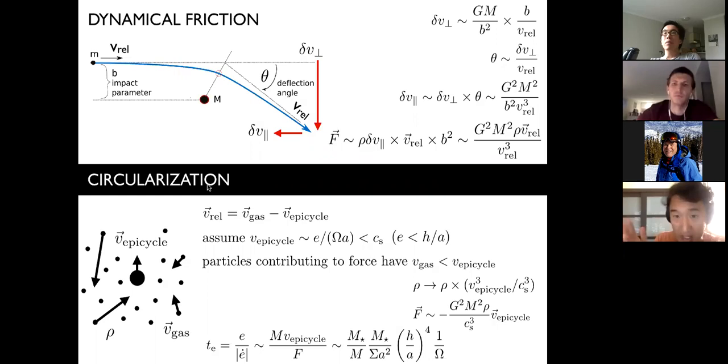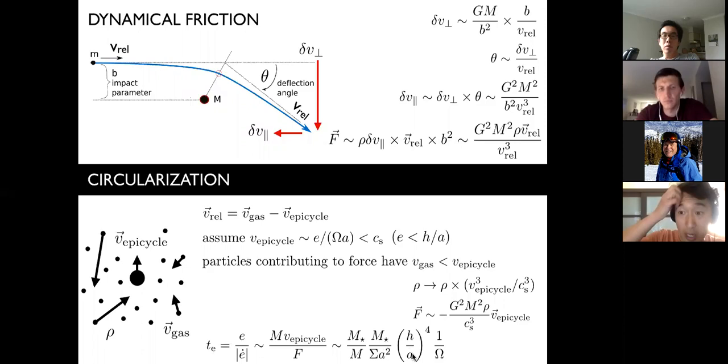And here you're damping not the azimuthal velocity, not the orbital velocity, but you're damping the epicyclic velocity. Dynamical friction is trying to get rid of the epicyclic velocity. So you can write down the eccentricity damping time. It looks very similar to the semi-major axis damping time, except you'll notice, for those paying attention, that it scales as h over a to the fourth, not h over a squared.